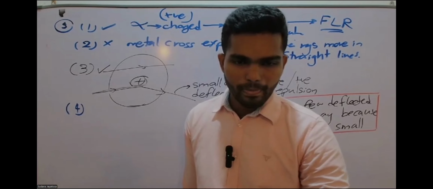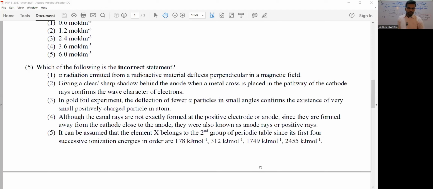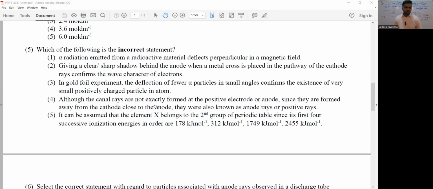And the fourth one: although the canal rays are not exactly formed at the positive electrode. Okay, so it's explaining the same thing. We call them anode rays because they're coming from the direction of the anode. Okay, so it's nicely explained. The fourth statement, you can highlight the whole statement.